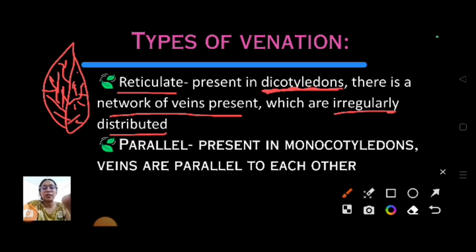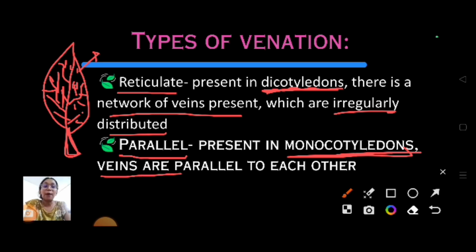This is called the reticulate venation. In the hibiscus plant also you can see this type of venation. Then coming to the next type of venation, that is called the parallel venation. These are generally found in monocot plants, meaning single cotyledon, the seeds which are single seeded. For example rice and grasses have parallel venation because their seeds are monocot.